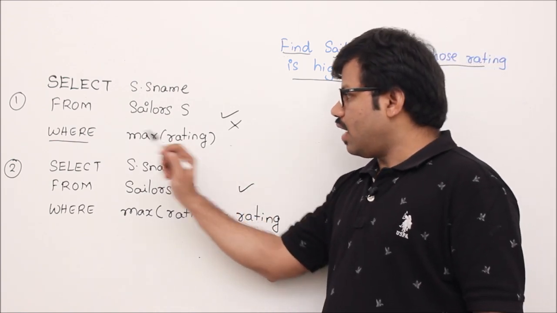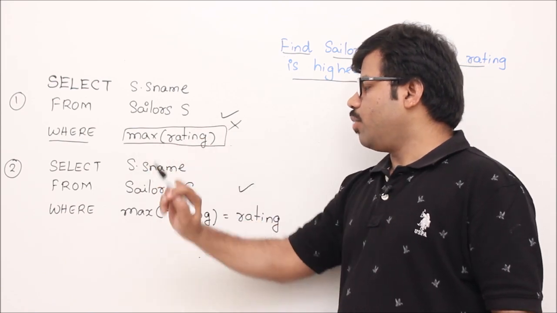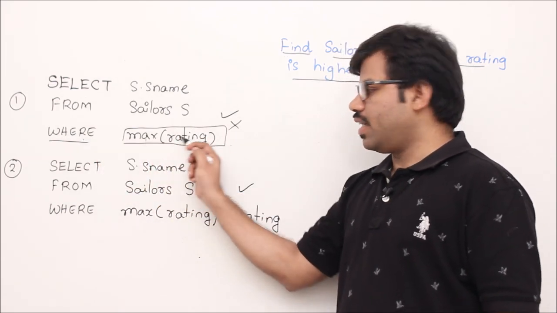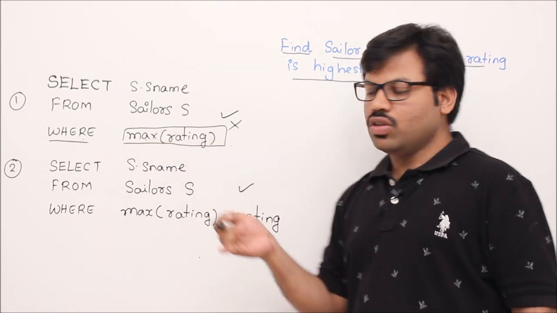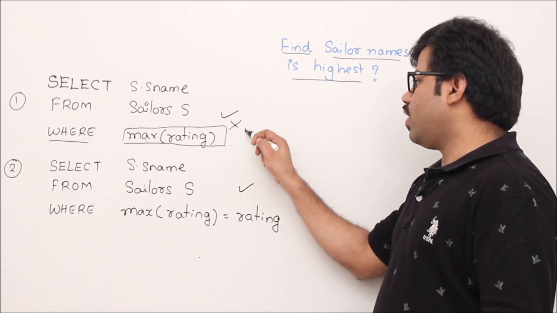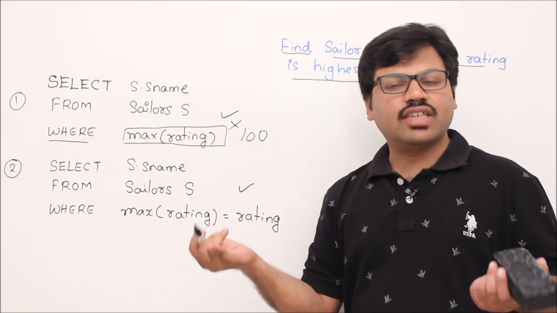In where we should write a condition which should evaluate to true or false. But you have written here where max rating. If at all, this kind of syntax is allowed also. What is max rating? Maybe some value, correct? So in a where condition, if you write where 100, what does it mean?